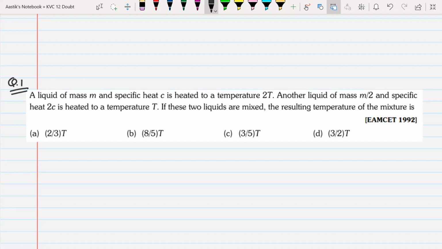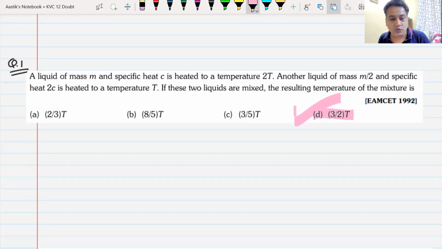Sure, option D. I have an answer which seems to be option D. Here we have got a democratic answer, but this democratic answer is based on scientific facts. And that answer is definitely answer D, 3/2 T. So how do I get it?